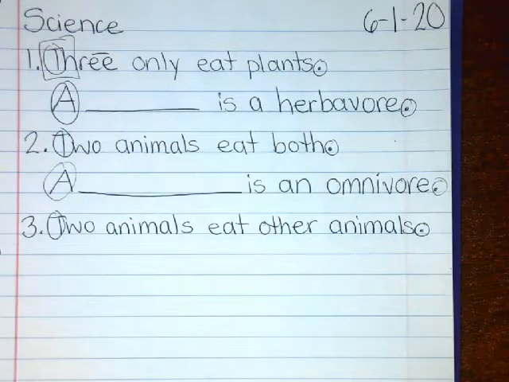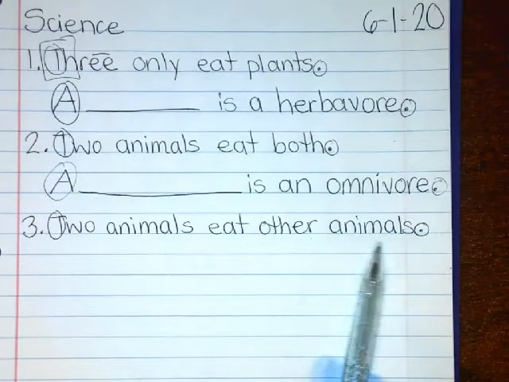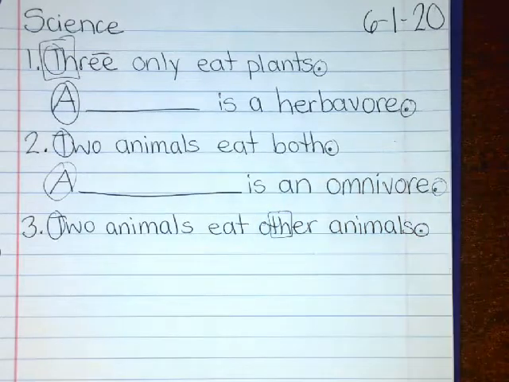I know we're writing a lot today in science, but don't give up. You can do it. You're almost a 2nd grader. This is good practice for 2nd grade. So 2 animals eat other animals. I spied the, brother. Did you see it?